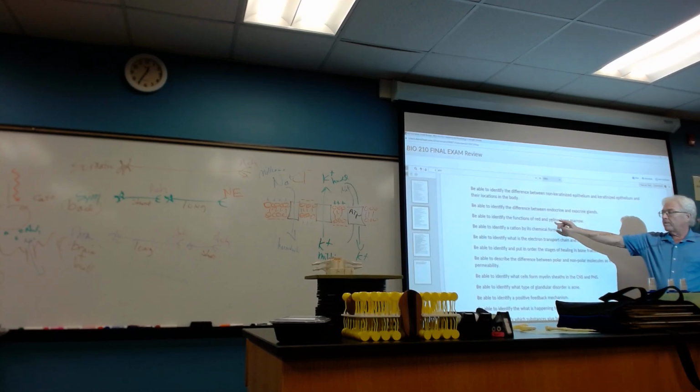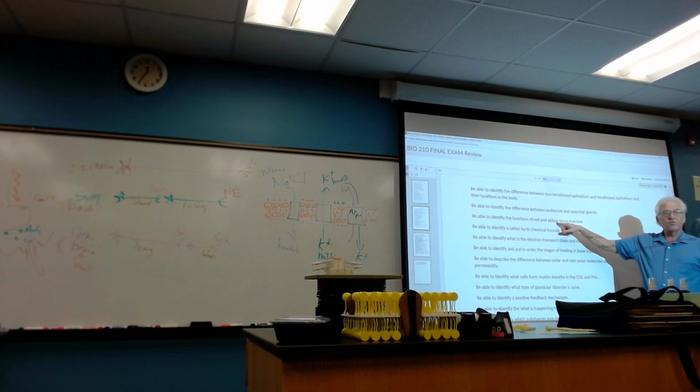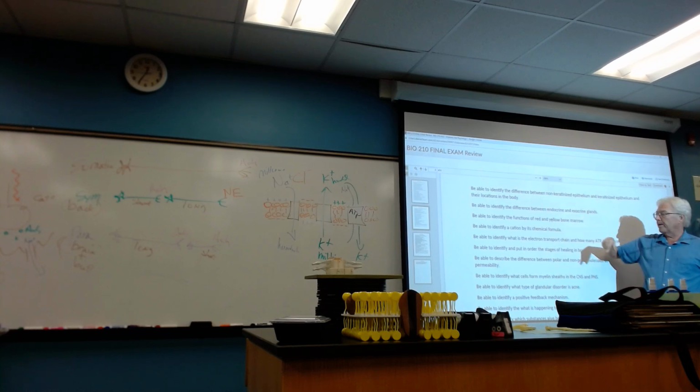Red and yellow bone marrow. Making red blood cells, storing fat. You better know where they are, where they're located.